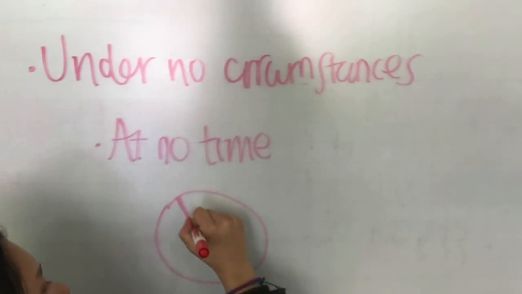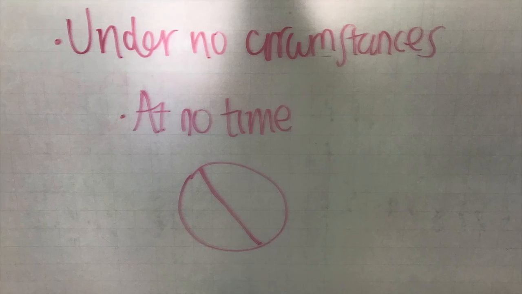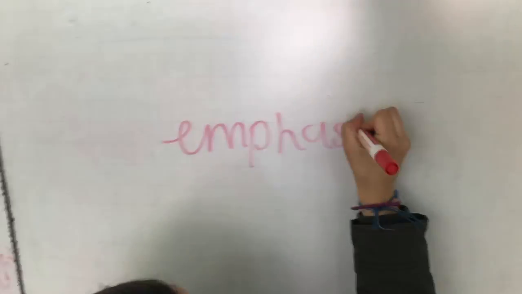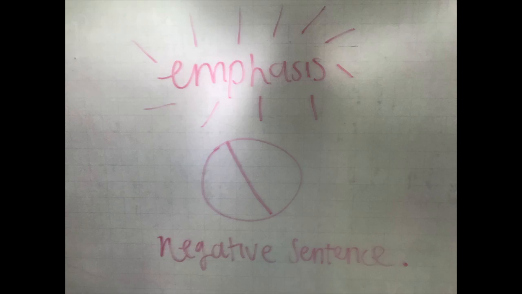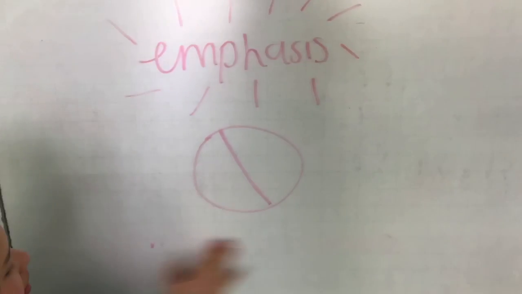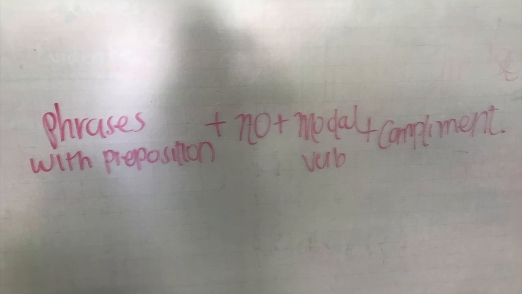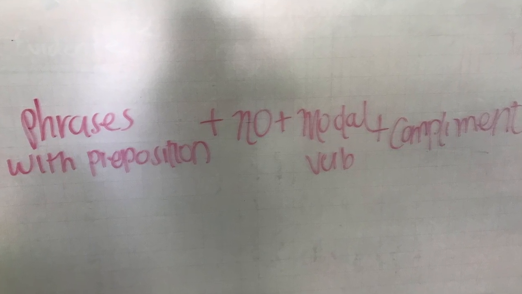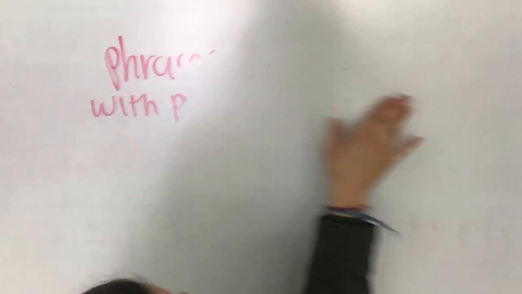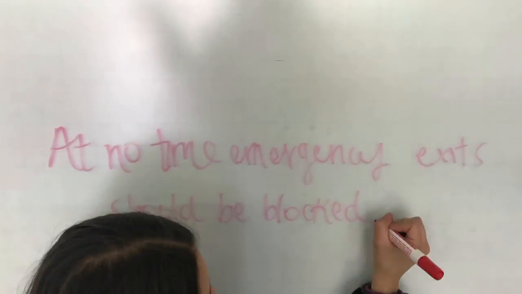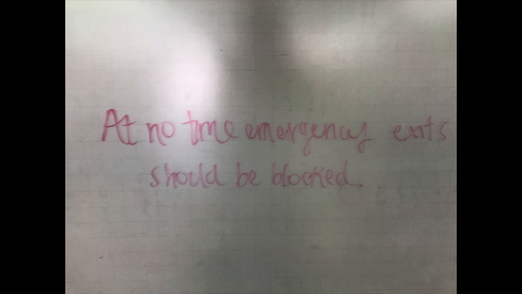The third case of inversion uses is "under no circumstances" and "at no time", which puts emphasis on something you shouldn't do, a negative sentence. Its structure is phrases with preposition plus "no" plus modal verbs plus complement. An example for this could be: at no time should emergency exits be blocked.